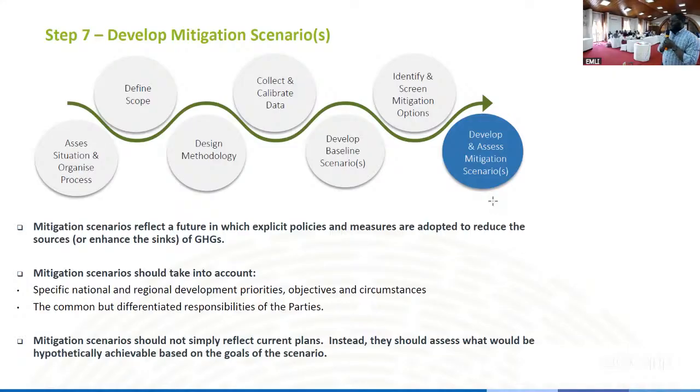So we do note that these scenarios take into account the priorities at district level, but also national level, the objectives, but also the circumstances. Right? And then also they should not simply reflect current plans; instead they should assess what would be potentially achievable based on the goals that you have set in the scenario. That's why again, Mr. Sema was talking about net zero, and then there are also scenarios of carbon neutrality. So as we do these scenarios, we take into account these different things.